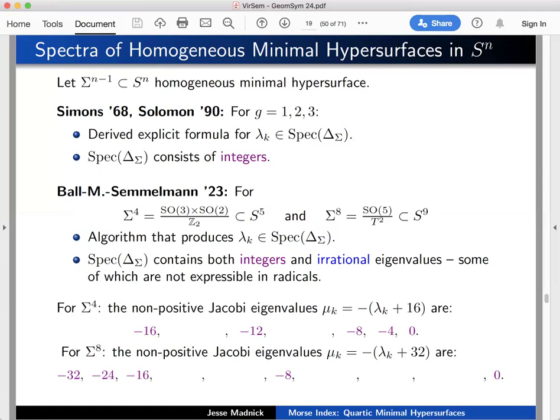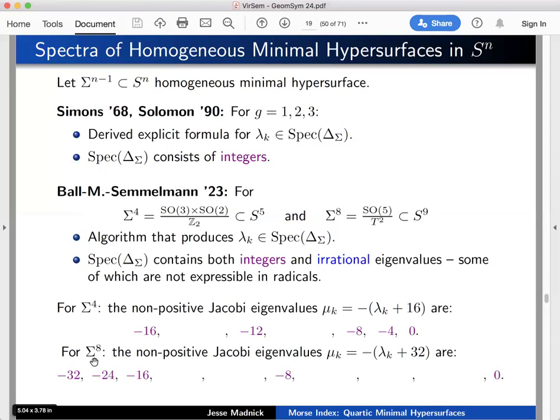So for the 4-dimensional hypersurface, among the non-positive Jacobi eigenvalues, there's this arithmetic sequence: negative 16, negative 12, negative 8, negative 4, and 0. And in fact, this was discovered by Bruce Solomon in a separate paper in the 90s. So these eigenvalues here were already known prior to our work. It just wasn't clear whether there were any others.